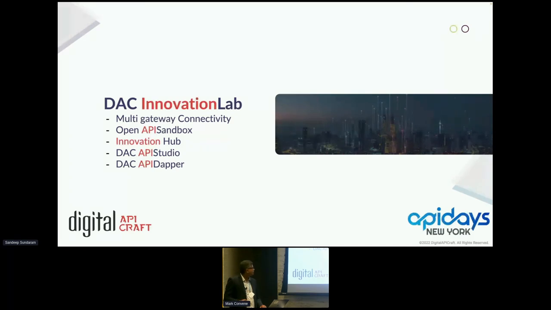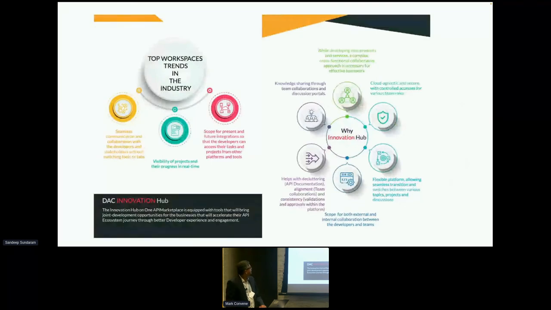Next step is the innovation hub. Innovation hub is the place where you will be able to collaboratively design new APIs. Finally, we have the API Studio and API Mapper, which are the technical elements that will help you in your journey as you go along. Now let us see certain trends. We can see the concept of workspaces coming in. A workspace is a collaborative area where more than one member can come in and start designing their API specification.